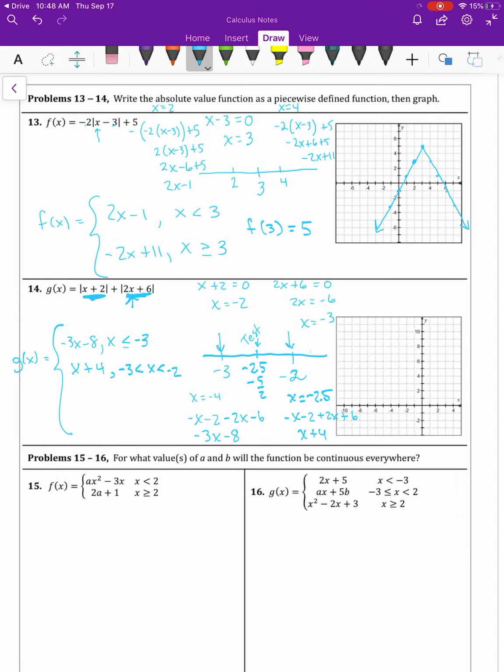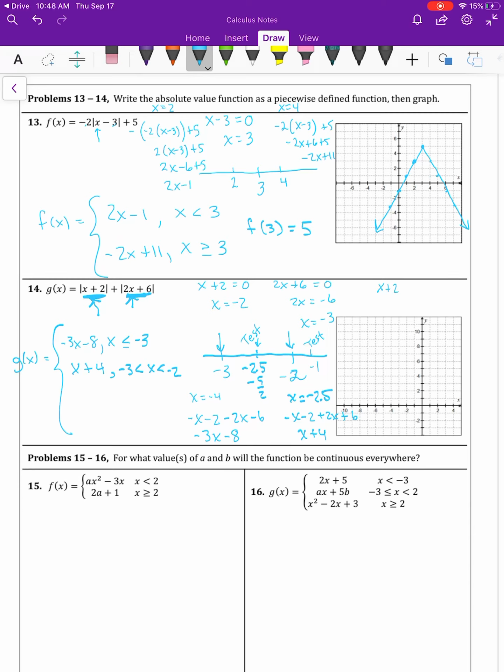Now we're going to do a test greater than negative 2. So let's say negative 1, you could even use 0. It could be any number greater than negative 2. So that's going to be our test. We're going to use negative 1. If I put a negative 1 in right here, I get a positive, so that's going to give me x plus 2.